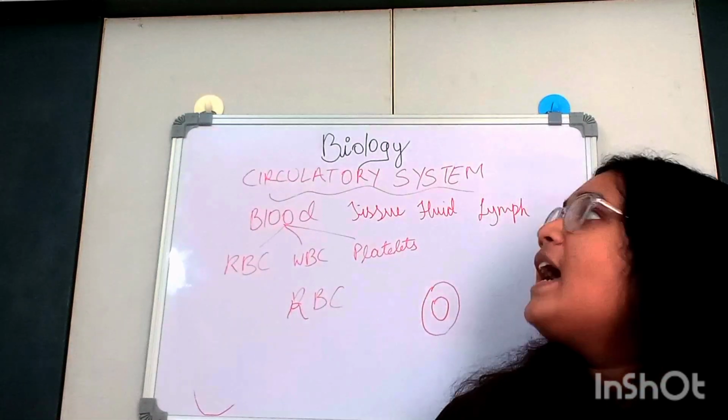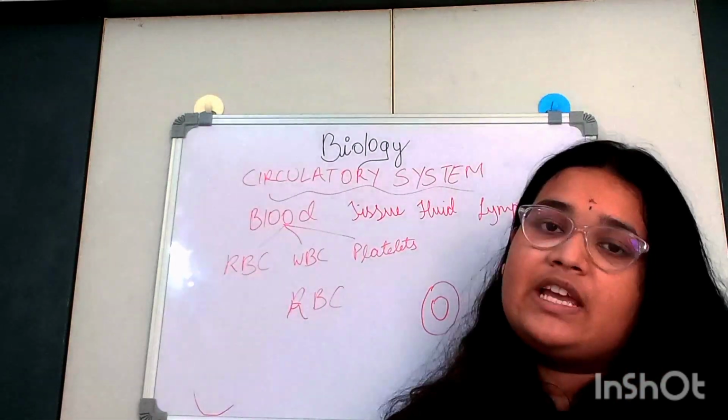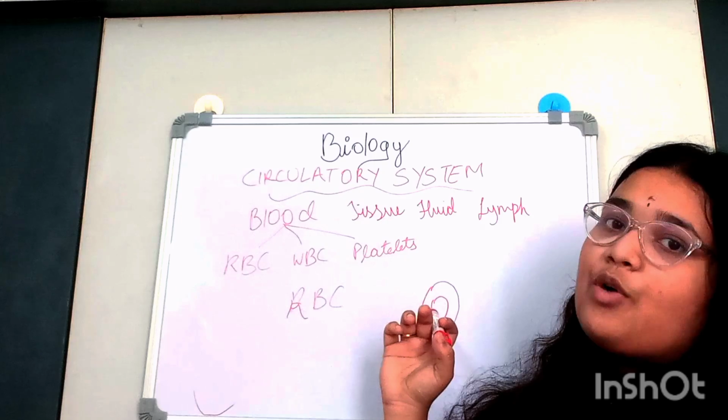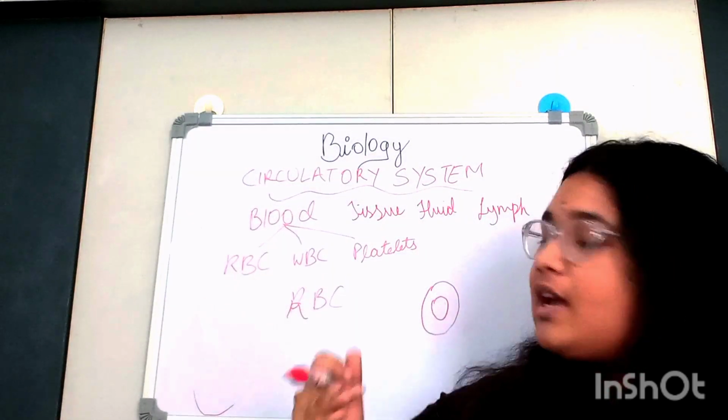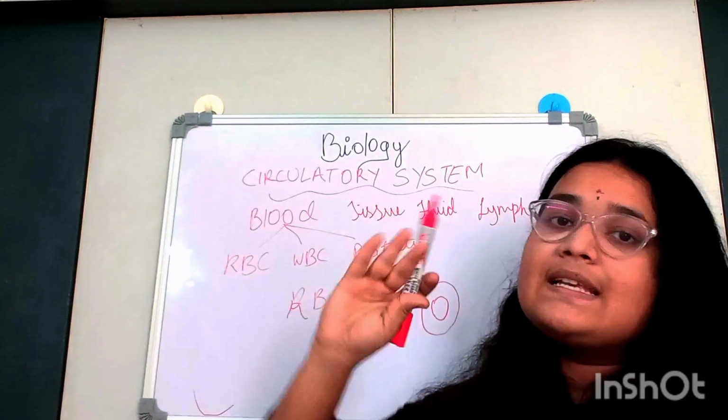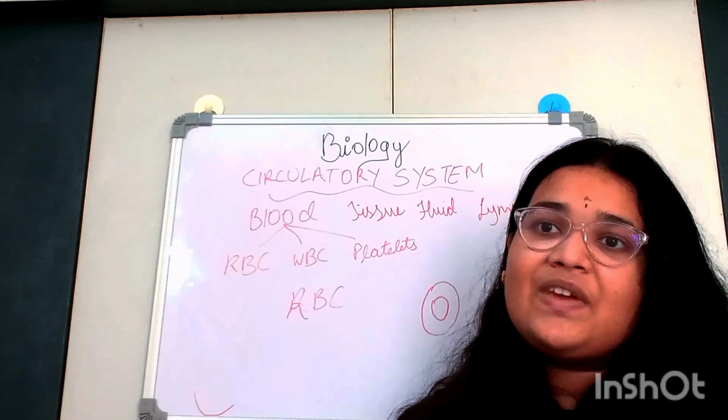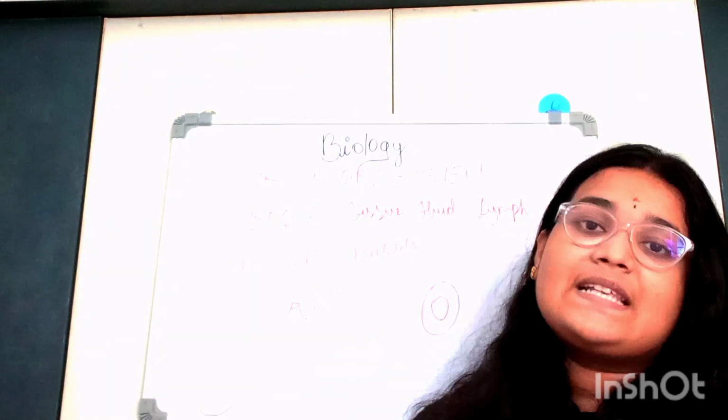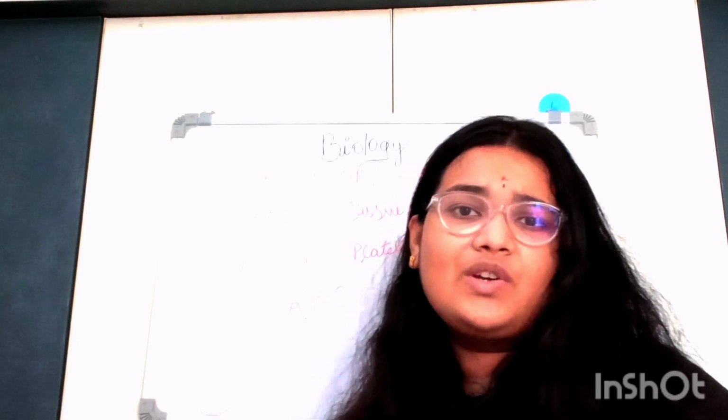So RBCs are basically biconcave in their structure. Can you see here how they are? They are biconcave. This is not a hole, it's a space in between them, because RBCs are basically devoid of nucleus. Why are they devoid of nucleus?